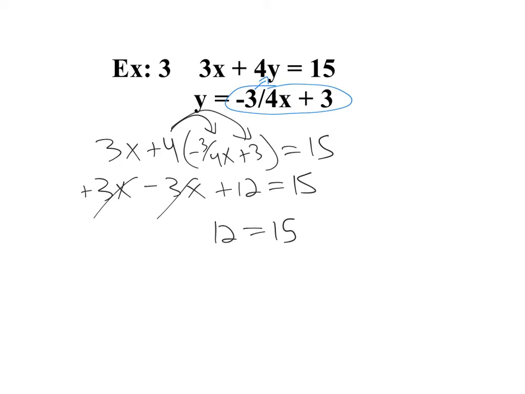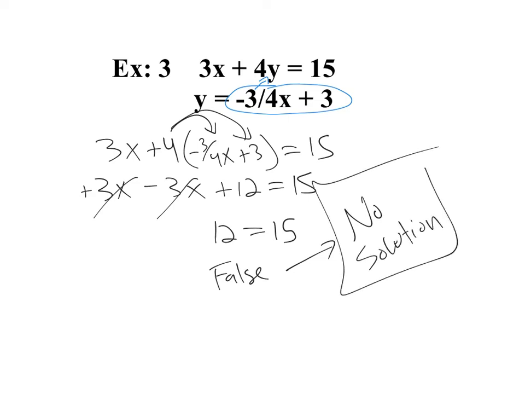Now looking at that statement, we know that that is a false statement, right? 12 and 15, those things are not equal. So anytime you have a false statement after your variables cancel out, this is an example of no solution. So here these two lines are actually going to be parallel lines. They're never going to intersect or touch.